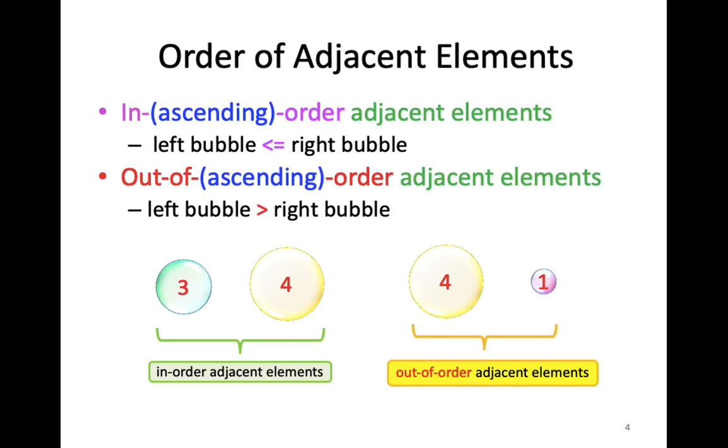We then introduce the order of adjacent elements. Two adjacent elements are in order if the left element is smaller than or equal to the right element. Otherwise, we would call these two adjacent elements out of order. For example, 3 and 4 are in order adjacent elements, while 4 and 1 are out of order adjacent elements.